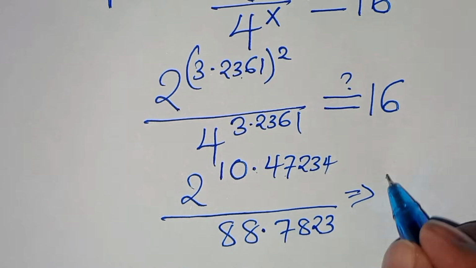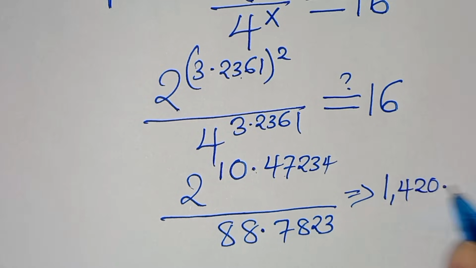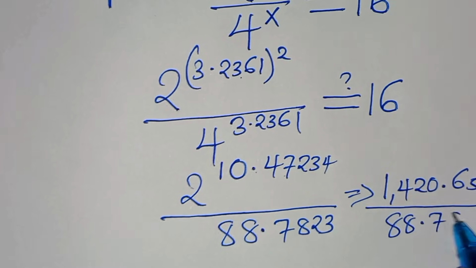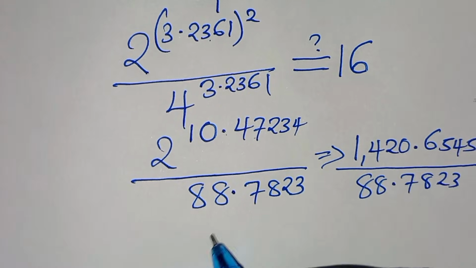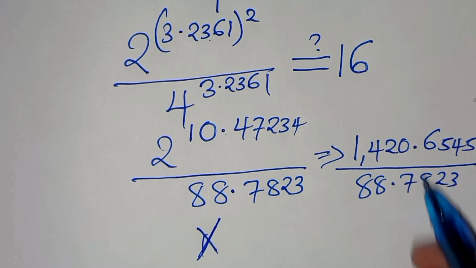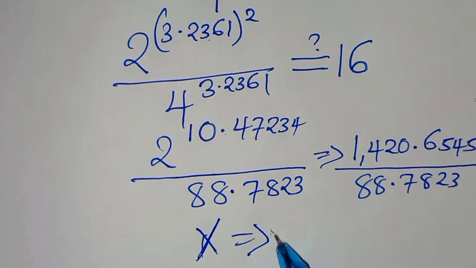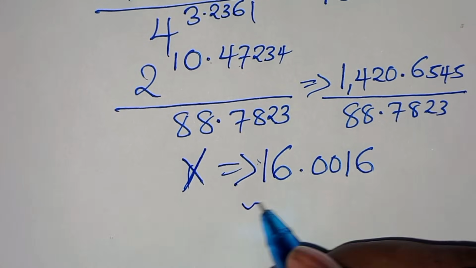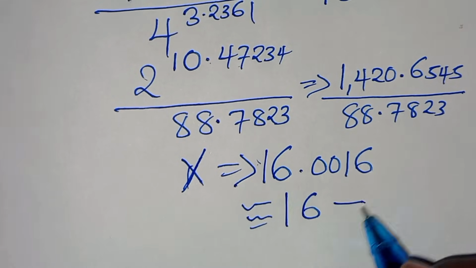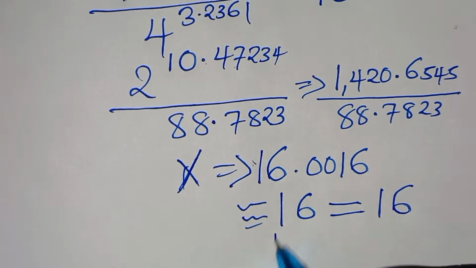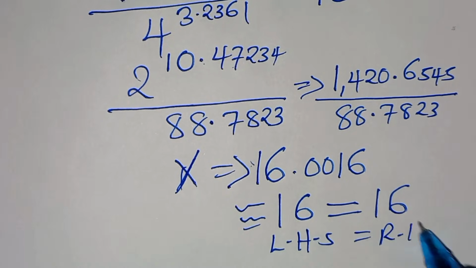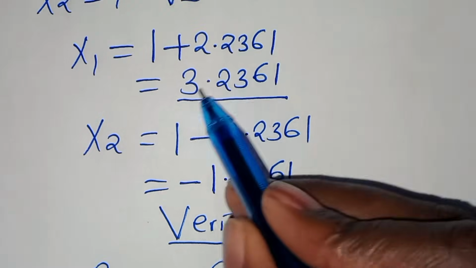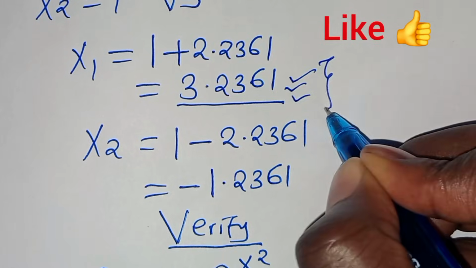Now this is equal to 2 to the power of 10.47234. This is the same thing as 1420.6545 divided by 88.7823. And this gives us the value, and this is supposed to give us a value of 16.0016. And this is approximately equal to 16. So the left hand side is equal to the right hand side. And this affirms that x1, which is equal to 3.2361, satisfies the equation.